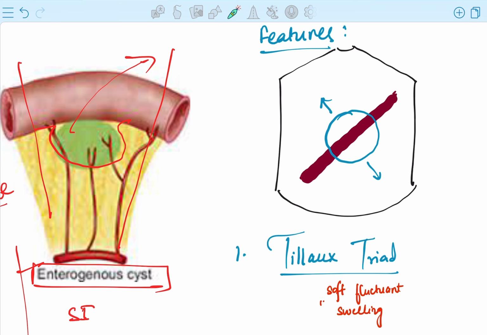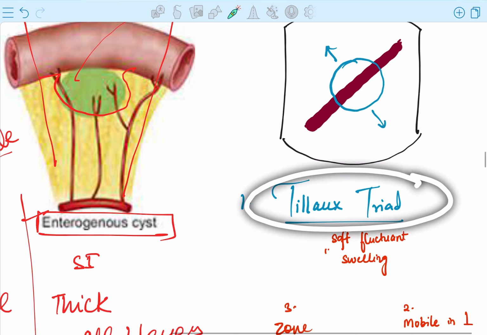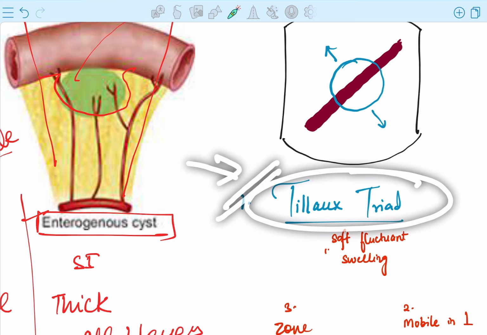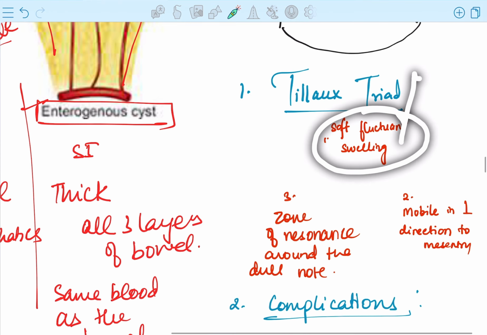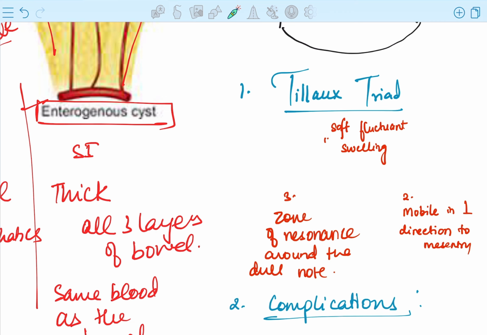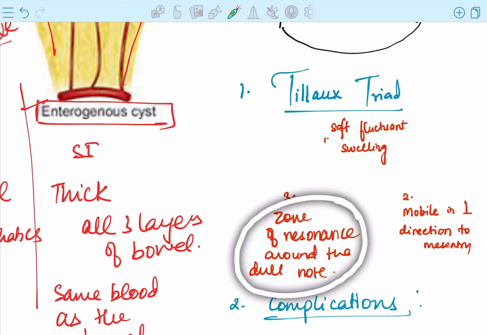There is something that you have to know, which is called Tillaux's triad. This is the most important, the only thing you should know about mesenteric cyst. First of all, the triad consists of a soft fluctuating swelling. Secondly, it should be mobile in a perpendicular direction to the mesentery, and thirdly, the zone of resonance around a dull note.